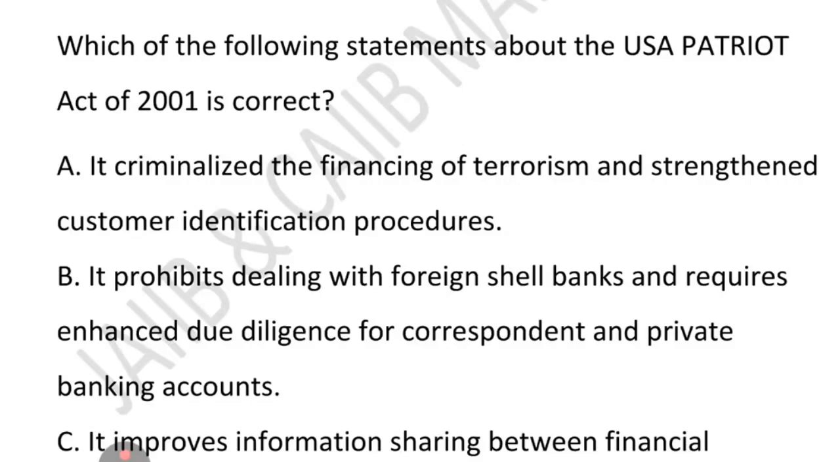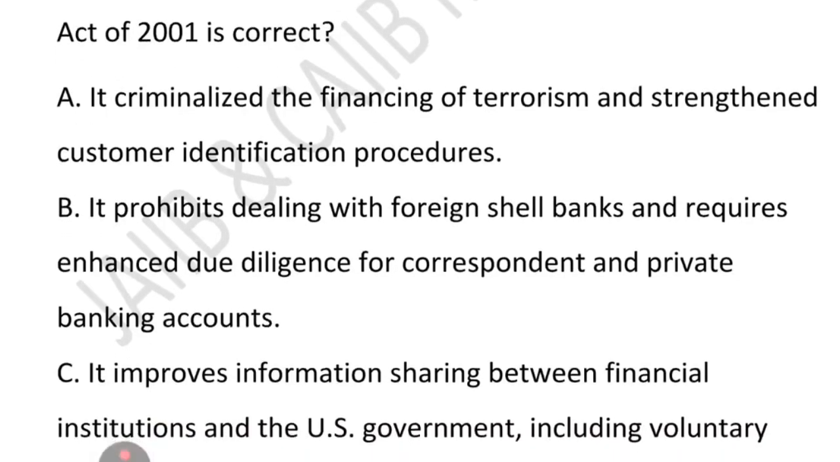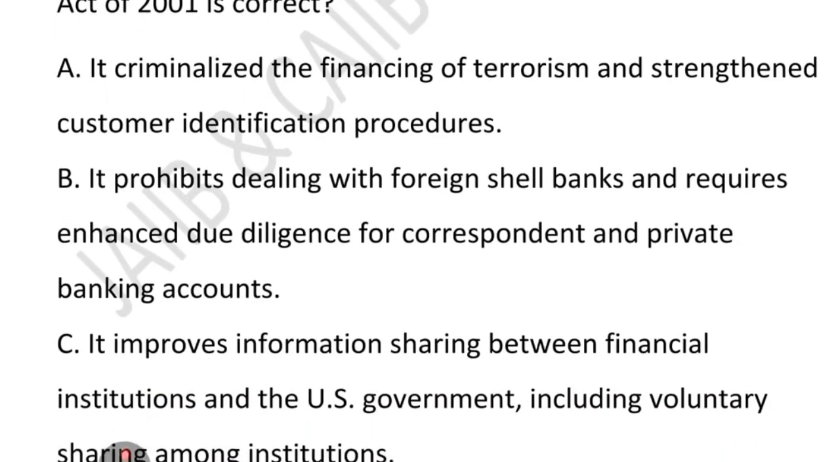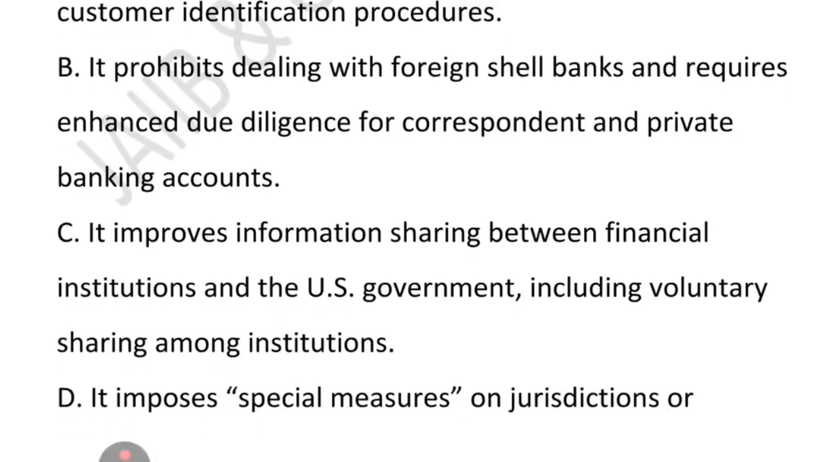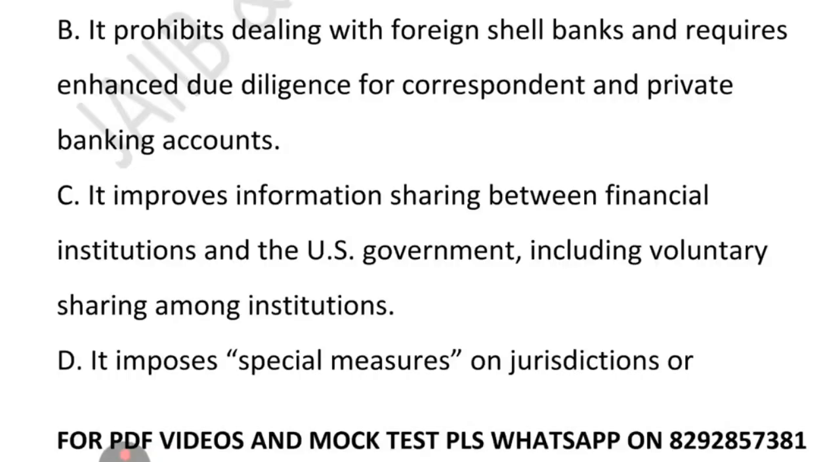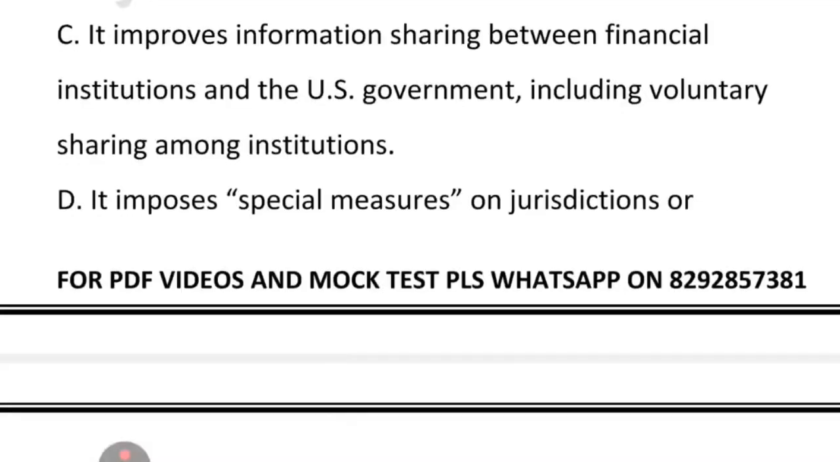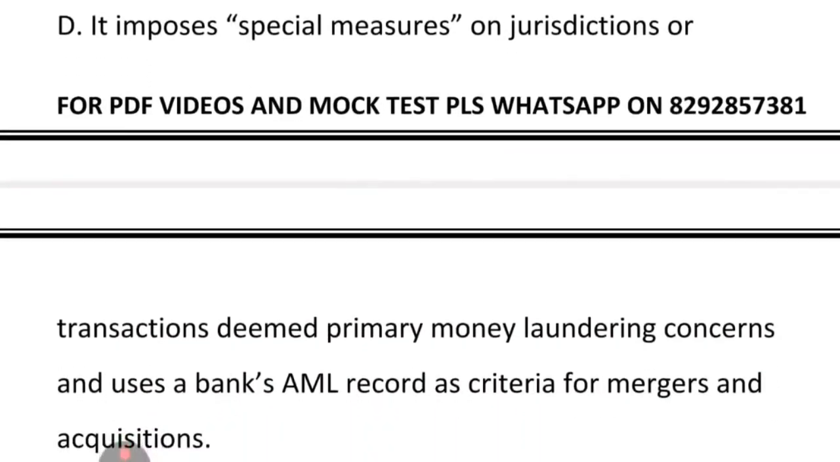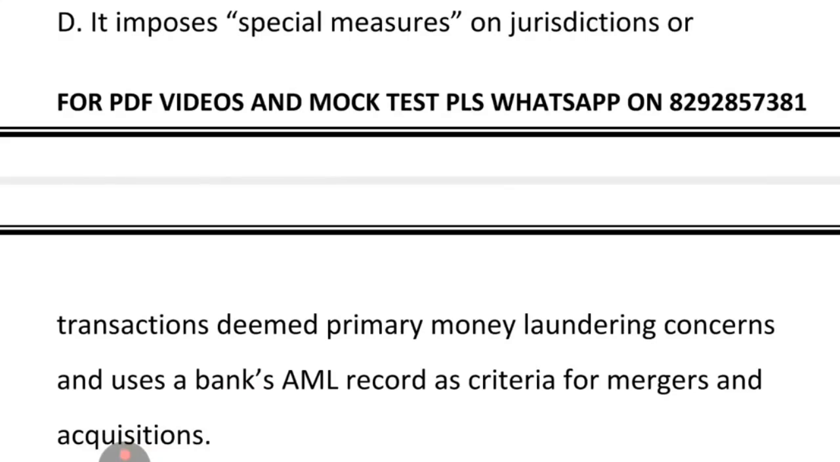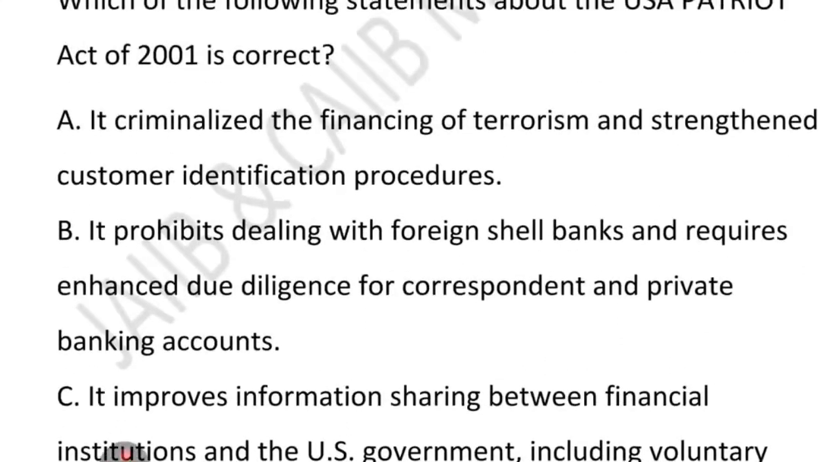Options are, A, it criminalized the financing of terrorism and strengthened customer identification procedure. Option B, it prohibits dealing with foreign shell banks and requires enhanced due diligence for correspondent and private banking accounts. Option C, it improves information sharing between financial institutions and the US government, including voluntary sharing among institutions. Option D, it imposes special measures on jurisdictions or transactions deemed primary money laundering concern and uses a bank's AML record as a criteria for merger and acquisition. Very good question it is, right?